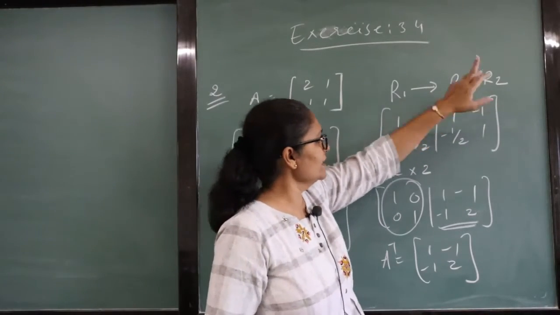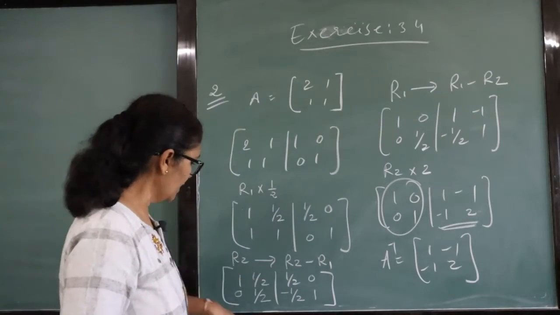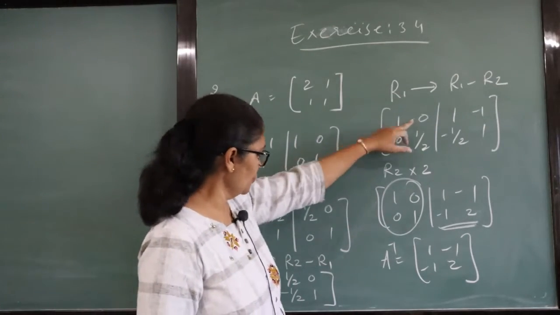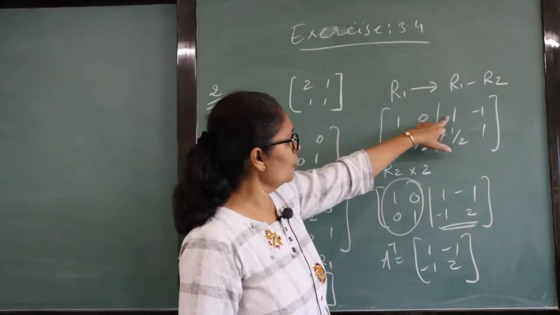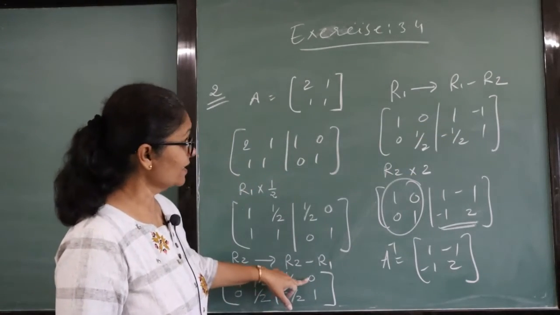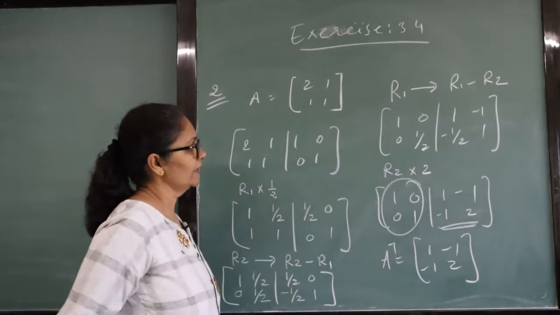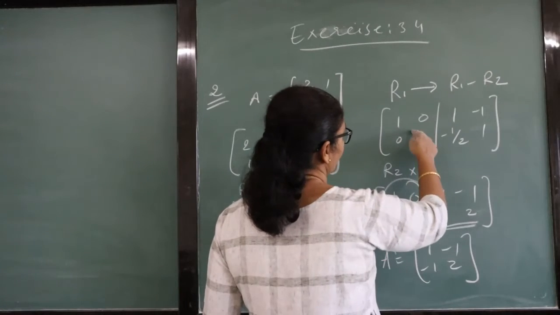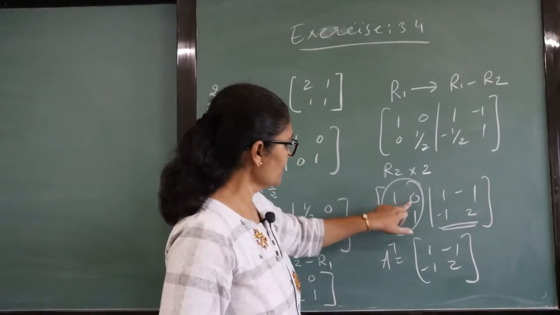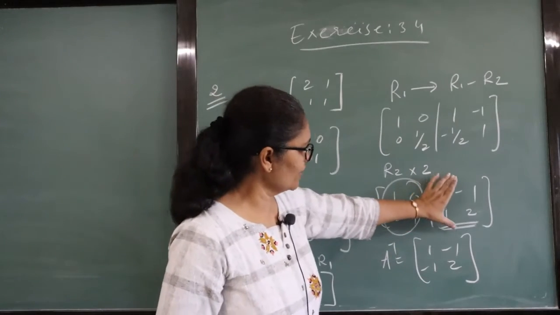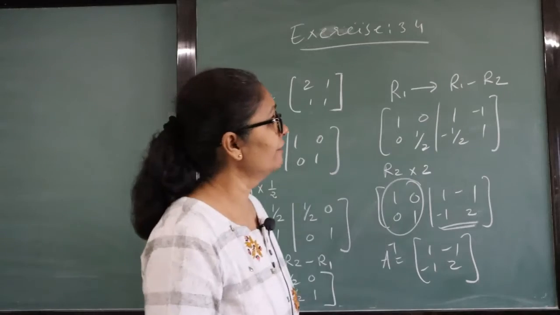So R1 minus R2. Now check 1 minus 0, that is your 1 only. Half minus half, 0. Half minus minus half means plus half. So 1, half plus half 1, and 0 minus 1 will be minus 1. Second row I have written as it is. Now here I want 1, so we have multiplied second row by 2. So 1 0 0 1, here we get identity matrix, and what is the remaining part this side? That will be your inverse.